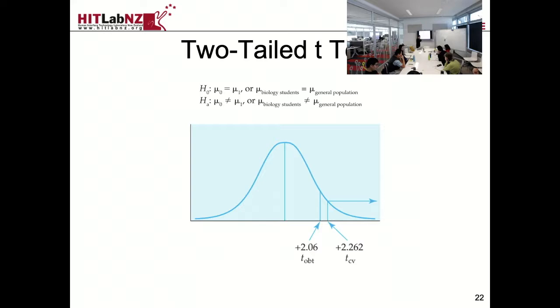And the two-tailed test is the same, the calculation process is the same, except that we set the hypothesis this way, so we don't know the direction, we just want to know whether it is the same or not. That's all. For the same region, the critical value is different compared to the one-tailed t-test. And then our value is outside of the critical value, so for the region we could say this is non-significant. Correct? All right.